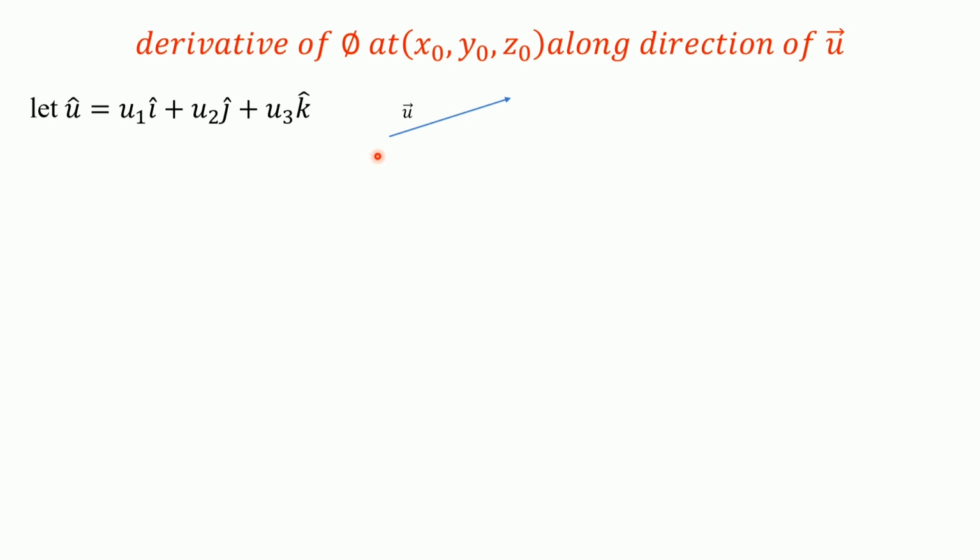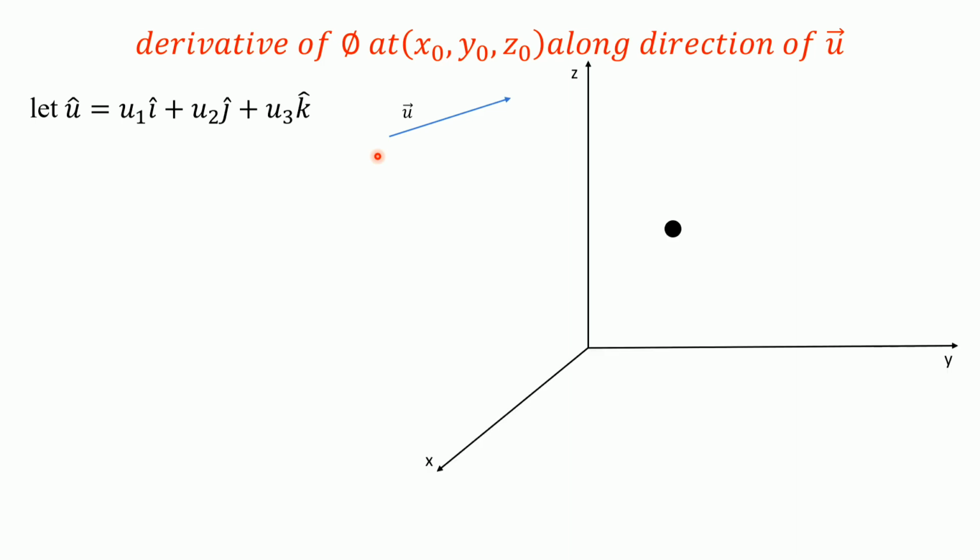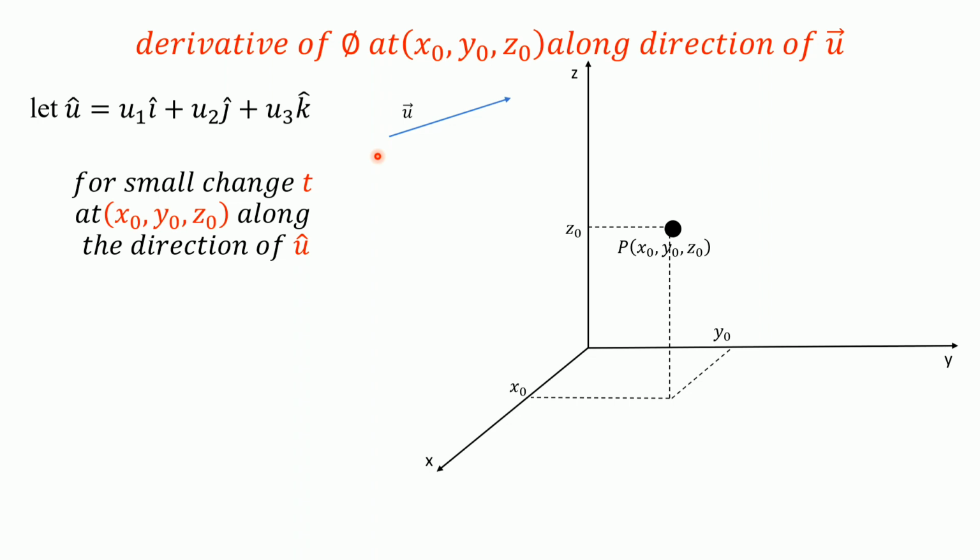It may be different from our coordinate axis directions. So this is the x-axis, y-axis and z-axis. Again, suppose this is our point P, x naught, y naught, z naught, so its x coordinate is x naught, y coordinate is y naught, and z coordinate is z naught. Now, for a small change t at x naught, y naught, z naught along the direction of vector u bar, the change will be in this direction, a small change t along this direction.